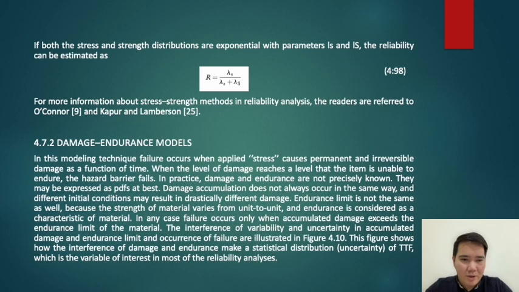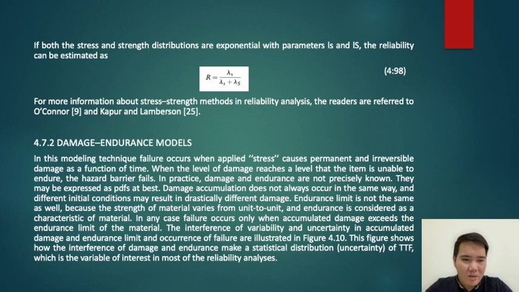Damage endurance models. In this modeling technique, failure occurs when applied stress causes permanent and irreversible damage as a function of time. When the level of damage reaches a level that the item is unable to endure, the hazard barrier fails. In practice, damage and endurance are not precisely known. They may be expressed as PDFs at best.